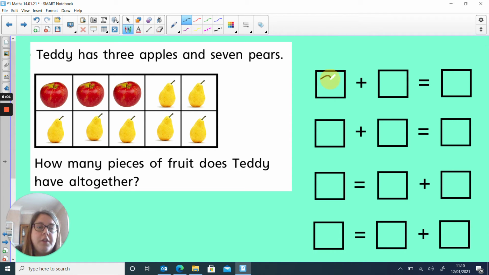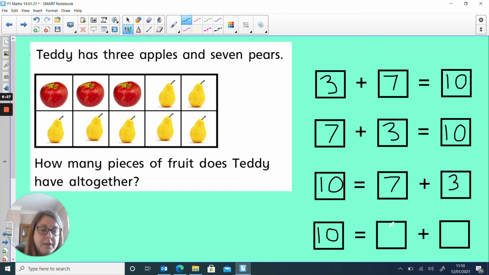So we've got 3 add 7 and it equals 10. Our whole is 10. And then 7 add 3 equals 10. So again, mark your work. And then we've got our whole equals 7 add 3. And our whole equals 3 add 7. Give yourself a tick if you got those right as well. Don't forget to send it all across to me on Tapestry when we get to the end.